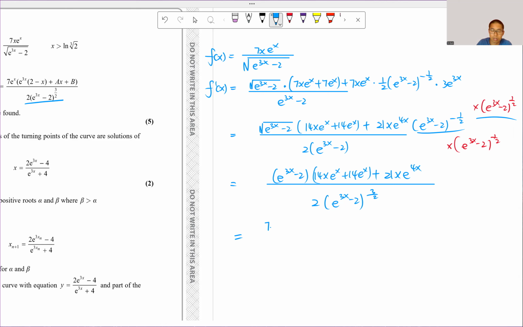If we factorize out 7e^x, then we will have e^(3x) minus 2 times, so 14 divided by 7 is 2, and the e^x factors out. Then 14e^x divided by 7e^x leaves 2. And then plus 21 divided by 7 is 3, and the x is just x, and e^(4x) divided by e^x is e^(3x).